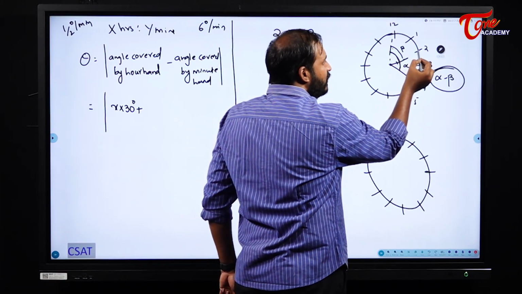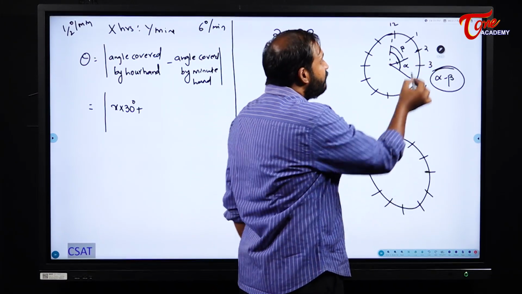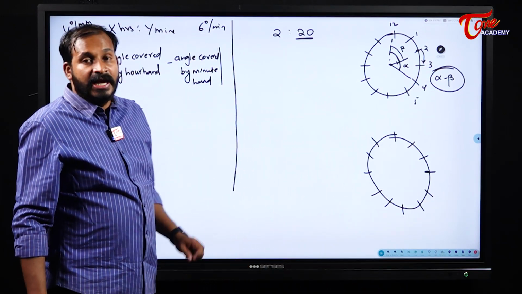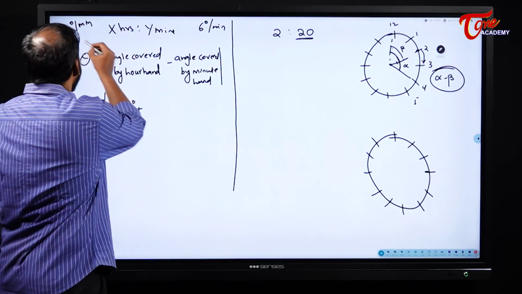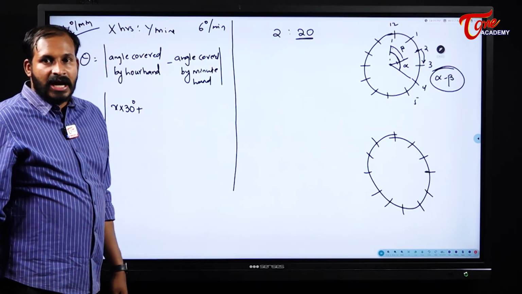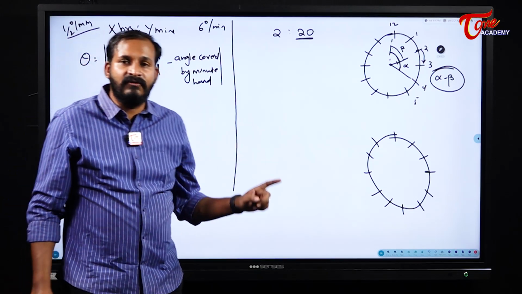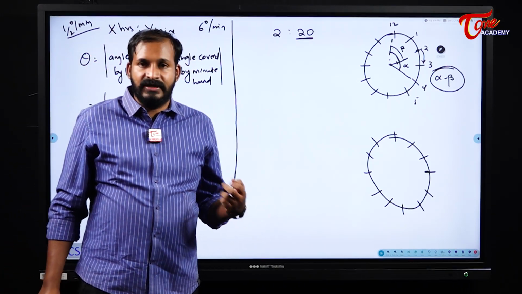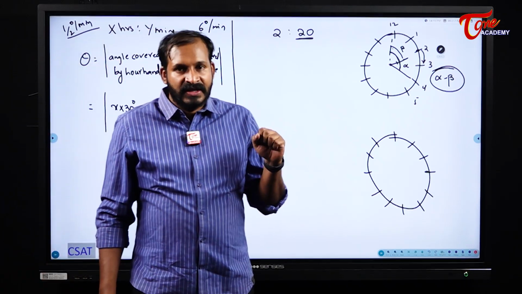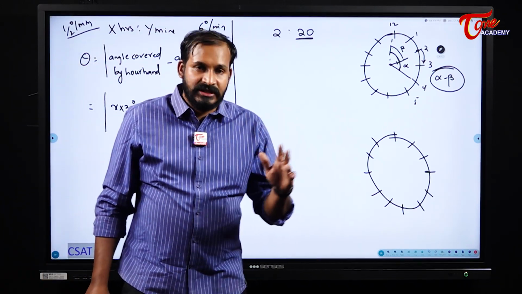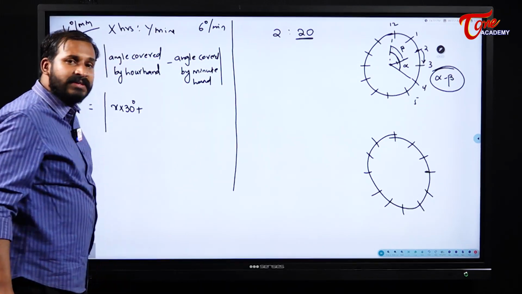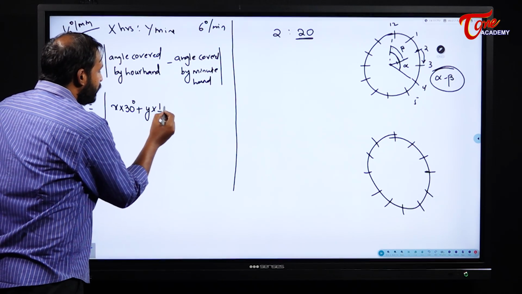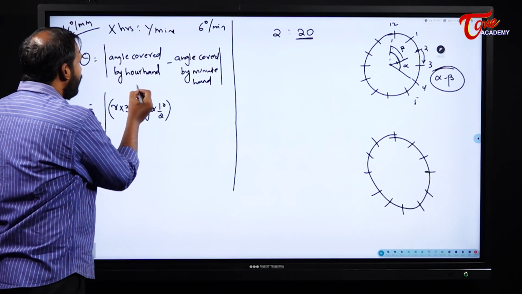will my hour hand stay on 2 or will it start moving towards 3? Definitely it will start moving towards 3. And how much will it move? What is the hour hand speed? Half a degree per minute. So in 1 minute it will travel half a degree. Now tell me, in 10 minutes how many degrees will it travel? It will travel 5 degrees. Am I correct or not? So similarly, in y minutes it will travel y into 1 by 2 degrees. This is the angle covered by my hour hand.